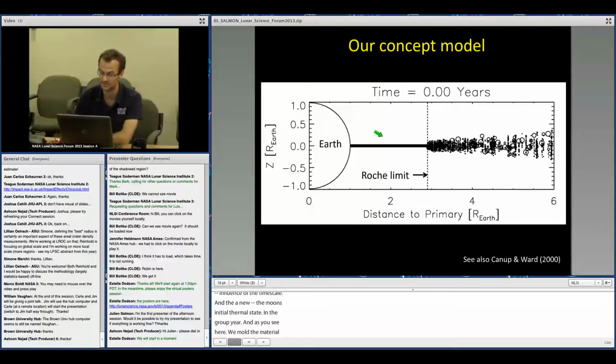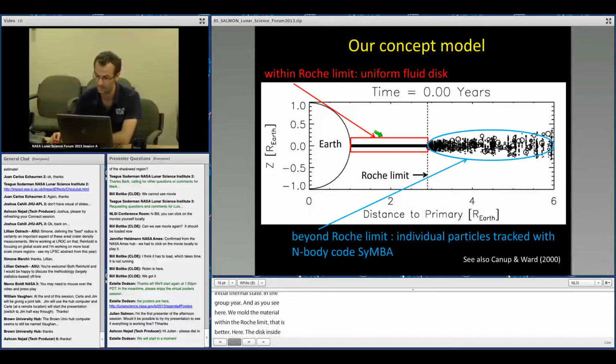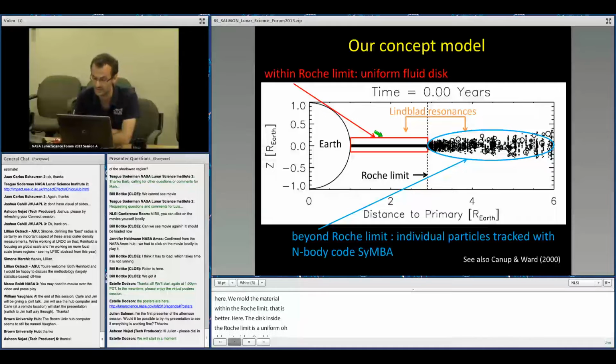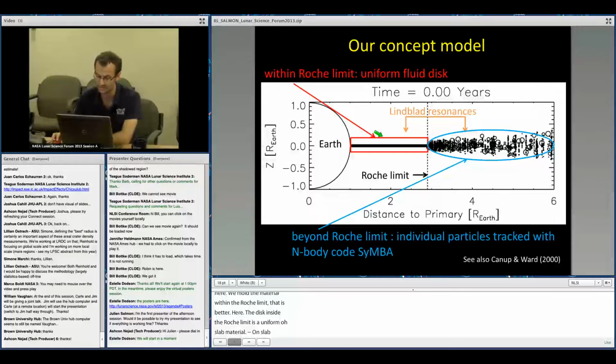Here, the disk inside the Roche limit is a uniform slab of material, while the disk outside is going to be represented by a collection of individual particles tracked with the n-body code SyMBA. And those two disks are going to interact at the strongest Lindblad resonances. So just a reminder that the Roche limit is the distance beyond which you can start having accretion. But inside this limit, the tidal forces from the Earth are too strong so that you cannot accrete, form bigger aggregates inside this distance.